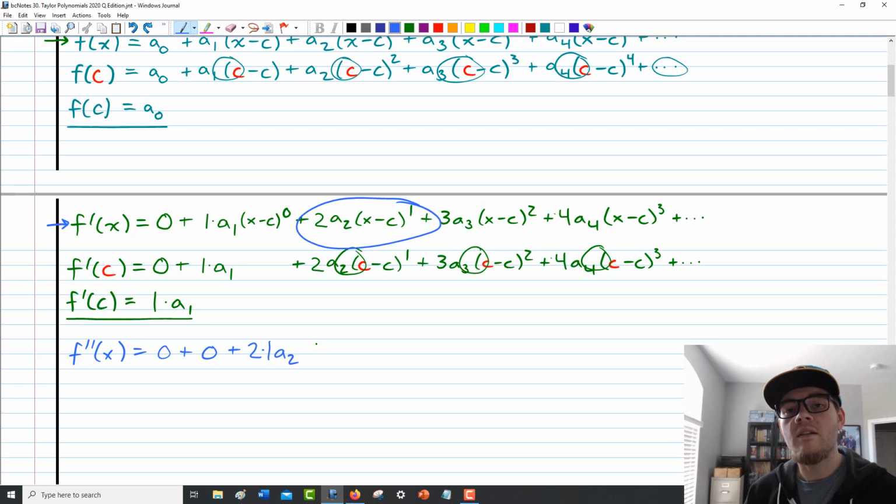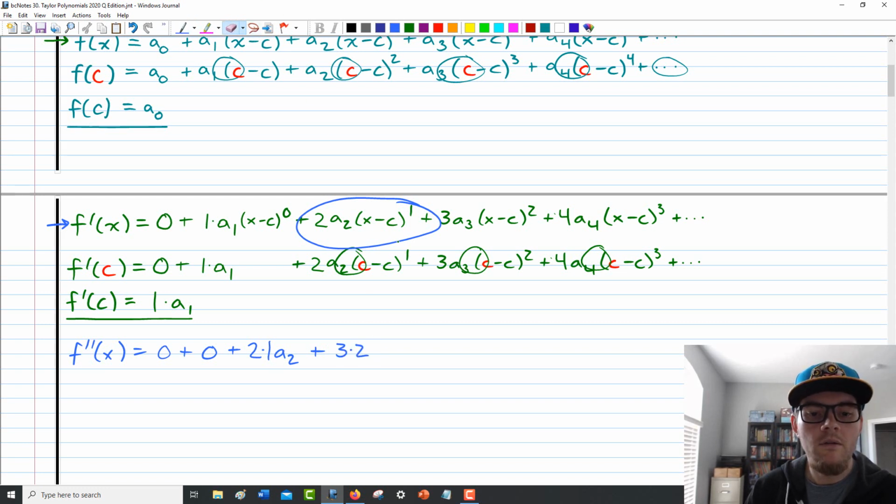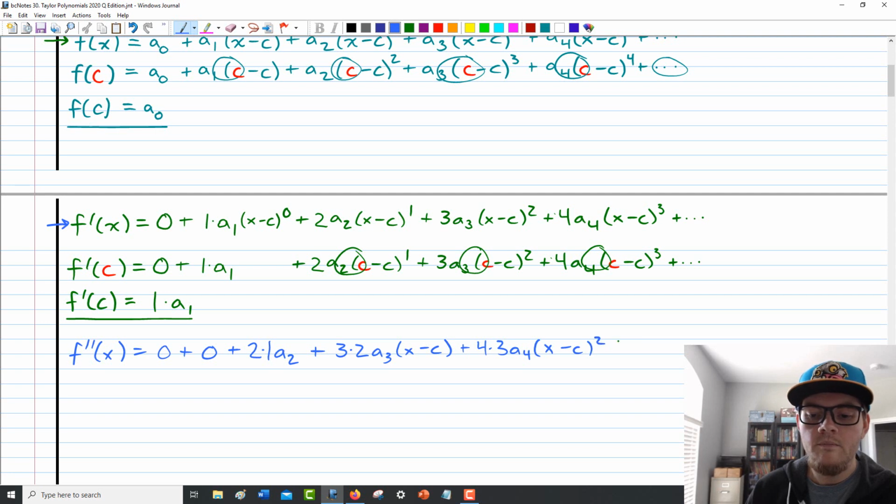And then, of course, that's it, because x minus c's derivative is just 1, so we don't need to do anything on the back end. Then from there, for the next one, we'll bring down the 2. I'm just bringing down the power, and then power minus 1. So this will be 3 times 2 times a sub 3 times x minus c. The next one will be plus 4 times 3, a sub 4 times x minus c squared.